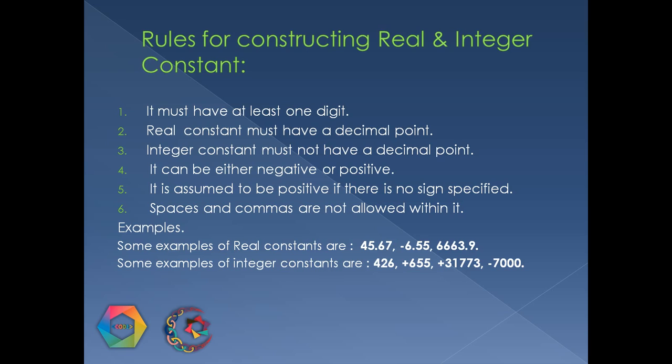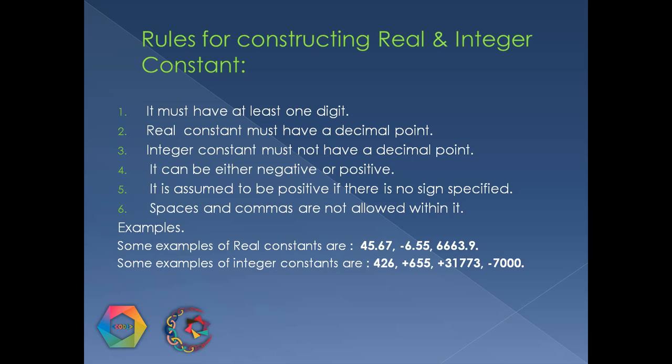Some examples for real constants can be 45.67, which is a valid example. For a negative value it can be minus 6.55, and there are so many. Examples for integer constants can be 426 or plus 655, or for a negative number it can be minus 7000. So I hope the real constants and the integer constants are clear.